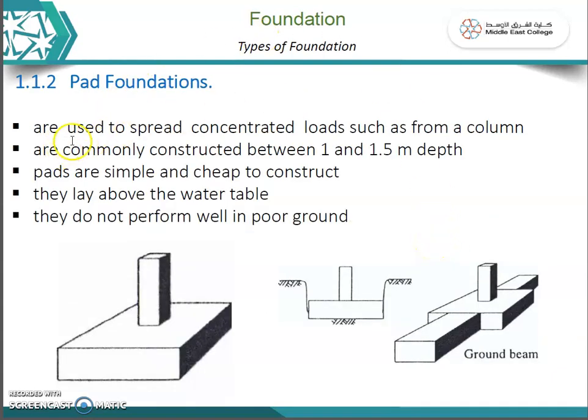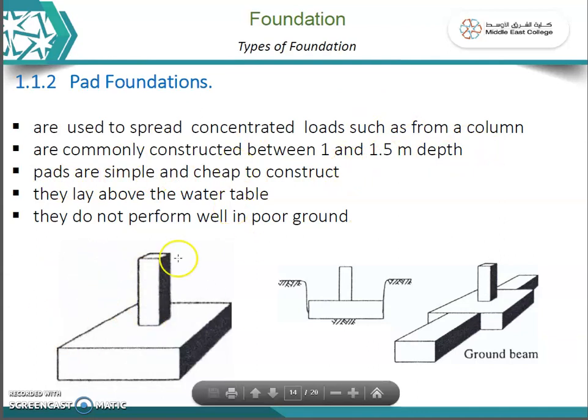The next one is pad foundation. Pad foundations are generally used to spread concentrated load. It's like a frame structure. You can see here slab load transfers to beams, beam load transfers to columns, then column load transfers to foundation. For this condition, generally in framed structures, the pad foundation is preferred. Pad foundations are used to spread concentrated loads such as from a column, and are commonly constructed between 1 and 1.5 meter depth. So pads are simple and cheap to construct.